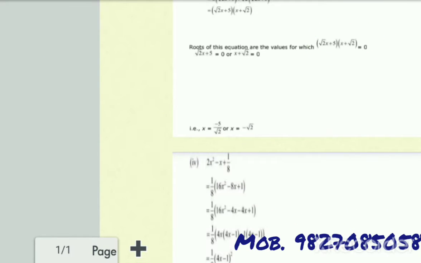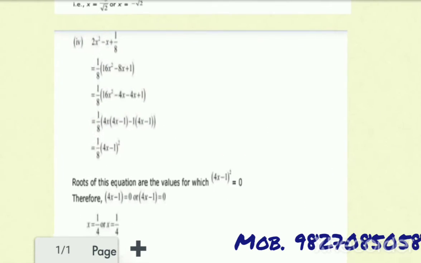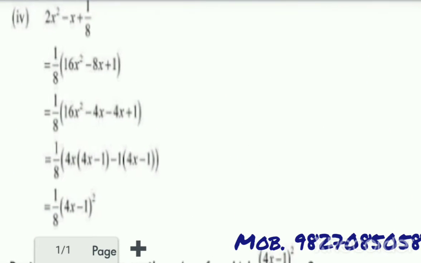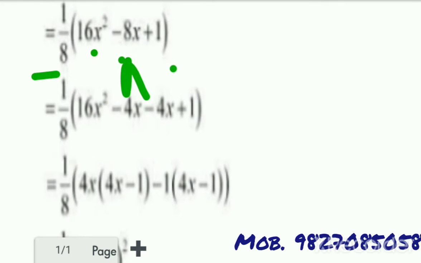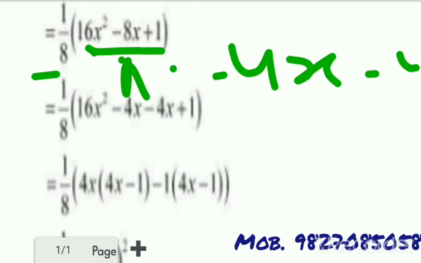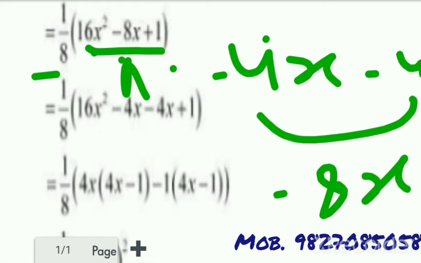Now question number 4 is 2x square minus x plus 1 upon 8. So here firstly we have to take 1 upon 8. Here we can write 16x square, here minus 8, and here left only 1. Now for splitting the term, we have to get 8, and multiplying 16 by 1 is 16. So we write easily minus 4x minus 4x. That will be minus 8x. And when we multiply, we get easily 16x square.